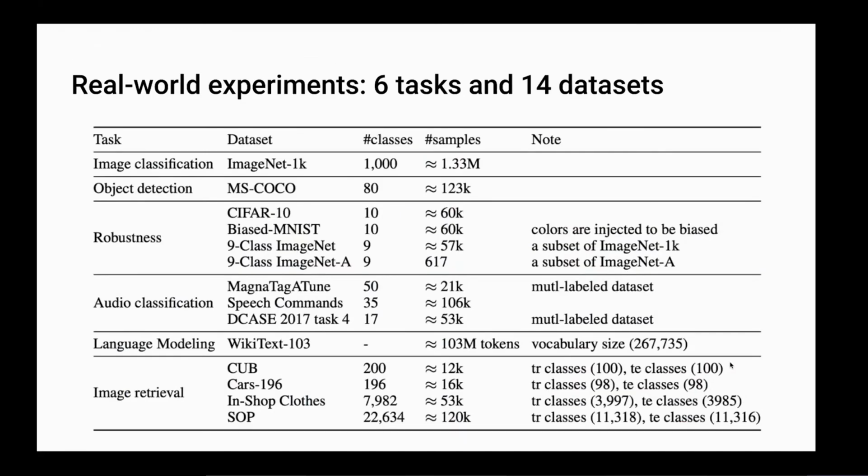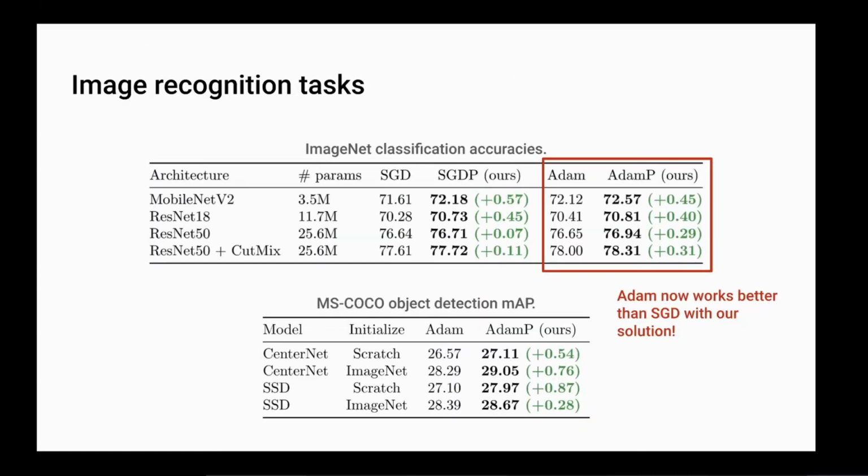We tested a lot of different tasks and datasets. Of course, we show that ours are much better than previous ones. One good thing is that on ImageNet classification, Adam variants are known to show much worse performance than SGD. But we found that using AdamP, it shows much better results than SGD in some scenarios.